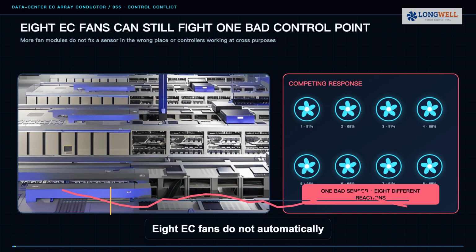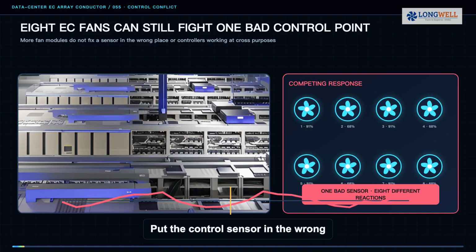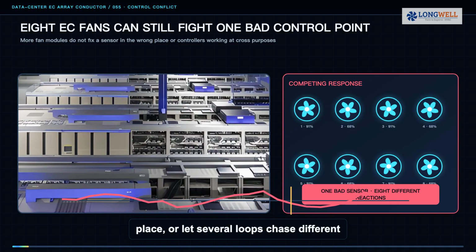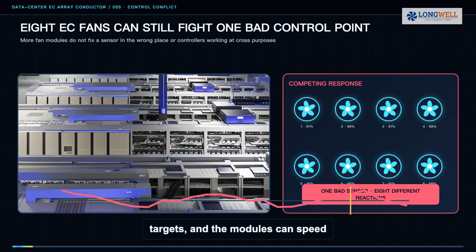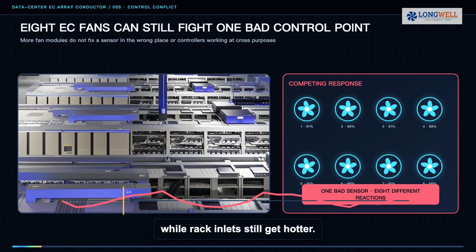ADC fans do not automatically make a coordinated array. Put the control sensor in the wrong place, or let several loops chase different targets, and the modules can speed up and slow down against each other while rack inlets still get hotter.